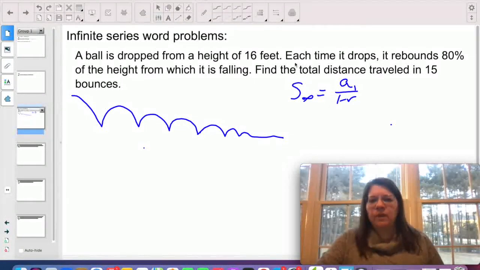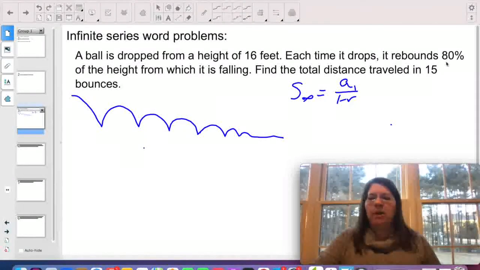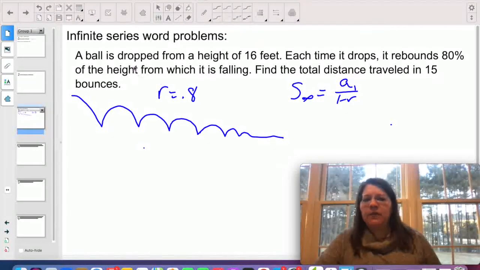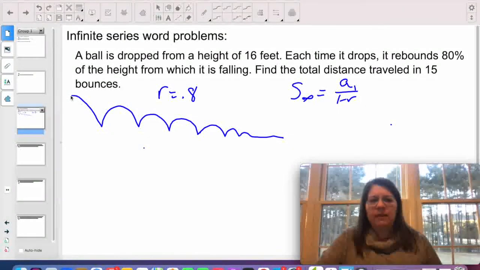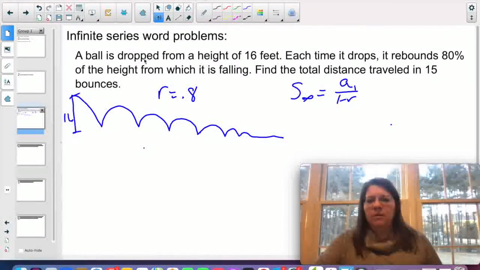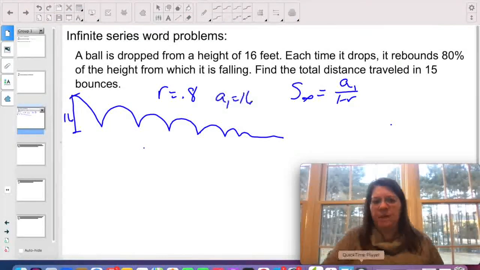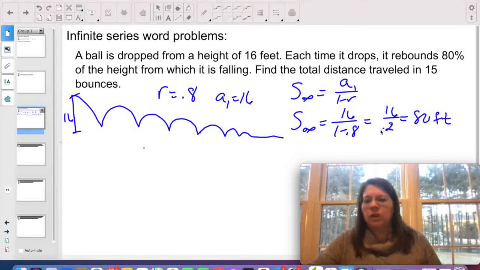And in this, if it's rebounding 80% of its height, well, 80% as a decimal is 0.8. So that would be our R value, 0.8. And then if it is dropped from a height of 16 feet, then this height right here would be 16. So that means that our A sub 1 will be 16. So if we plug into the formula, S sub infinity will equal 16 over 1 minus 0.8. So if I solve that equation, A sub 1 is 16, 1 minus 0.8 is 0.2, and if I divide 16 by 0.2, I get 80 feet. So the total distance traveled by this bouncy ball is 80 feet.